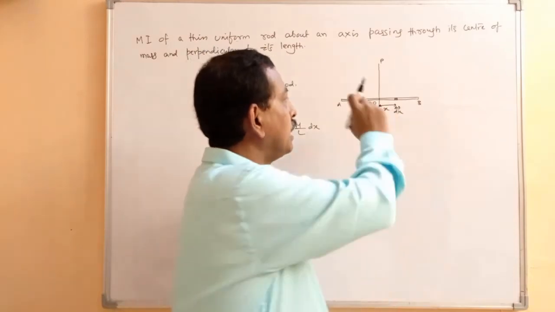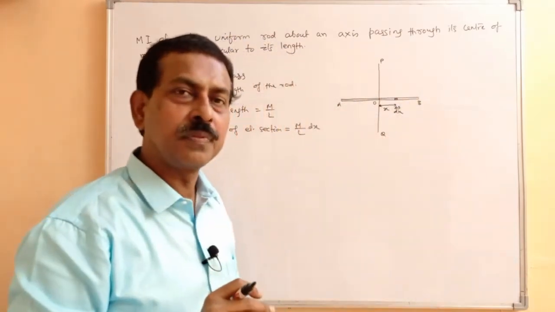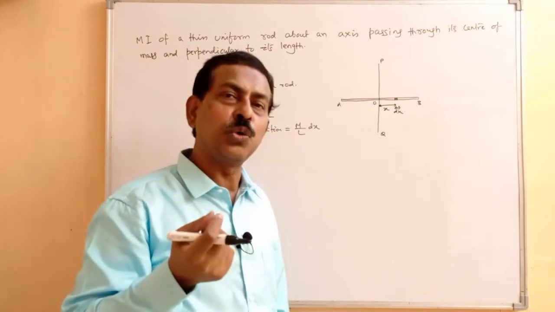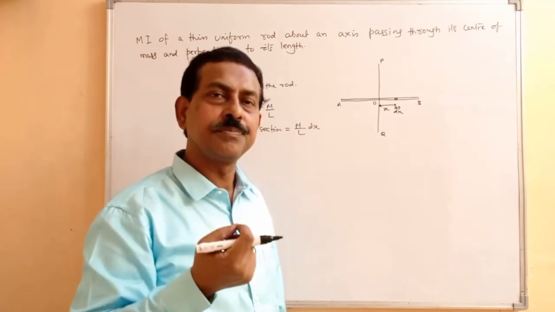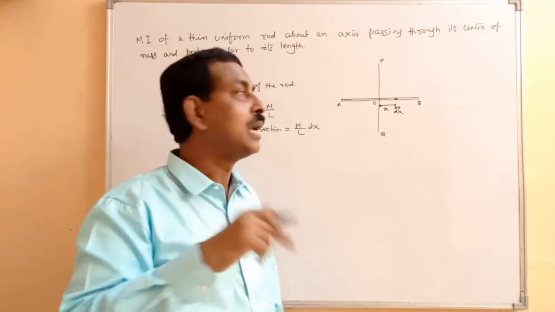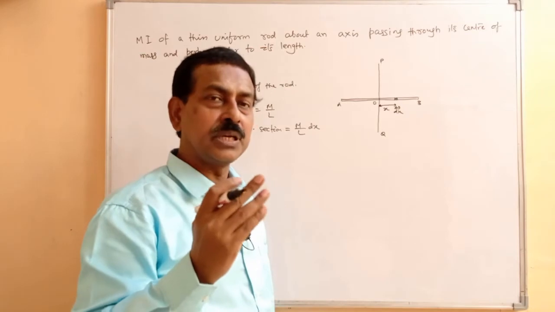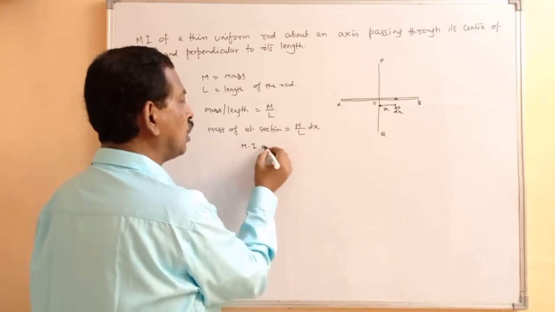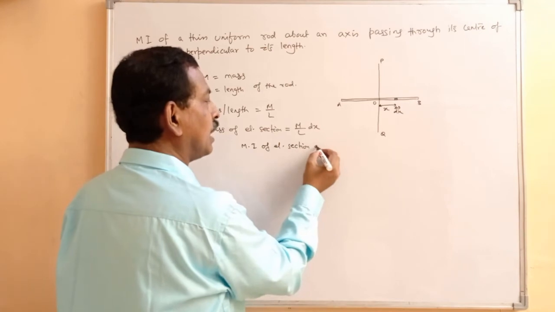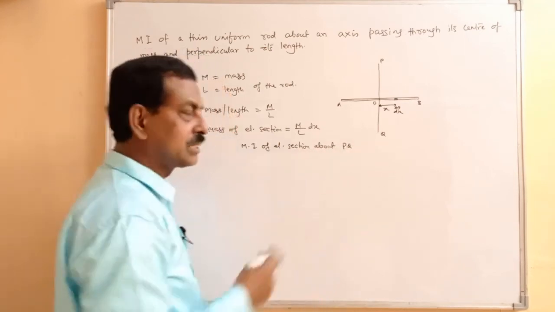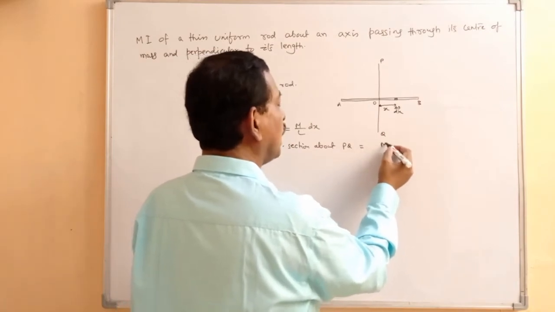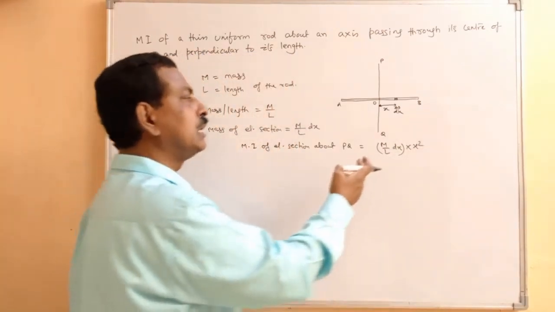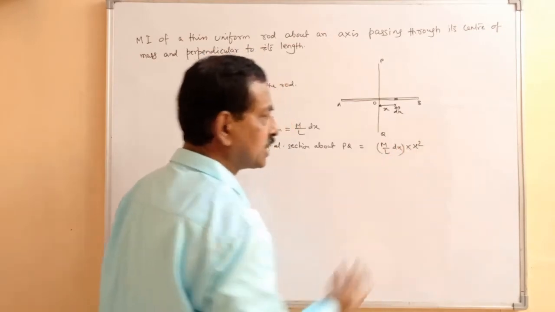Remember one thing. If this is your thin uniform rod and you take a very thin section of it, a very fine slice, it will look like a point mass. And the moment of inertia of a point mass about a given axis is mr square. So treating this elementary section as a point mass, the moment of inertia of the elementary section about PQ, the given axis, will be M by L dx into x square. It is basically x square dm, or dm into x square.